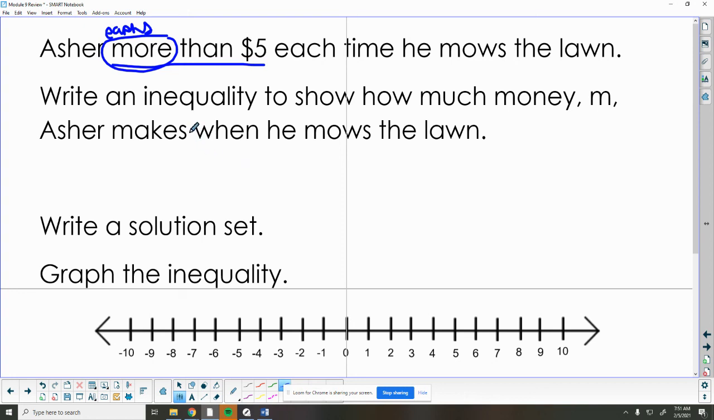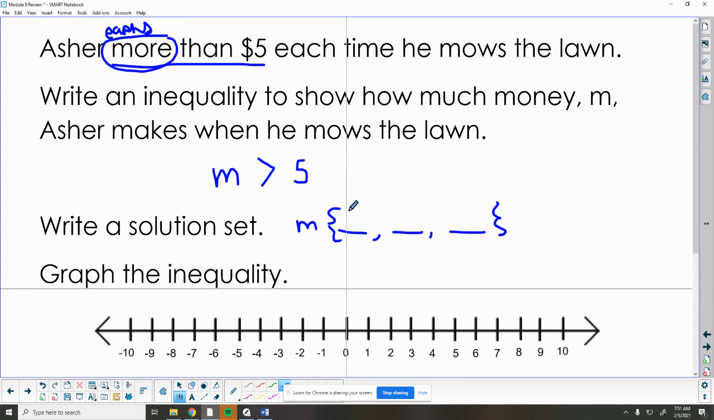So write an inequality to show how much money Asher makes. So M, when he mows the lawn, at least he makes more than $5, not at least $5. That could say he could earn $5. He earns more than 5. The money he earns is greater than $5. So go ahead and write a solution set for the money he could earn.